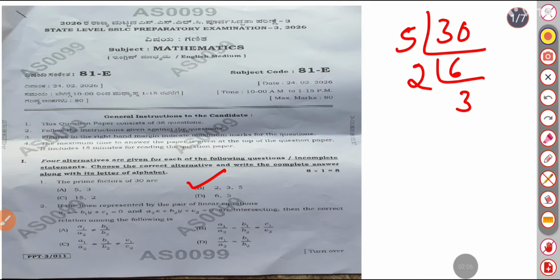Second question: if the lines represented by the pair of linear equations a1x plus b1y plus c1 equals 0 and a2x plus b2y plus c2 equals 0 are intersecting, then the correct relation among the following is. If the lines are intersecting, the relation should be a1 by a2 is not equal to b1 by b2. This is a direct question.